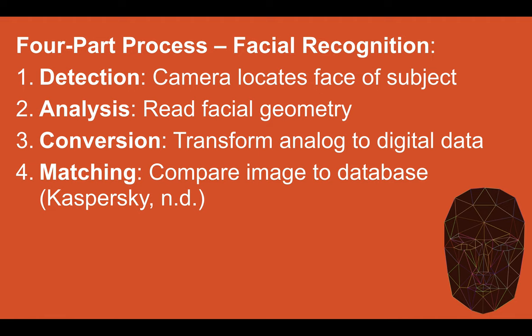There's a four-part process in facial recognition: detection, analysis, conversion, and matching. First, detection: the camera locates the face of the subject. Then the software analyzes and reads the facial geometry, like the distance between the eyes, and landmarks like your cheekbones, nose, eyes, and chin. There's conversion, where it transforms the analog to digital data. And finally, matching: it compares your image to a database, so it helps to recognize you based on a previous image.